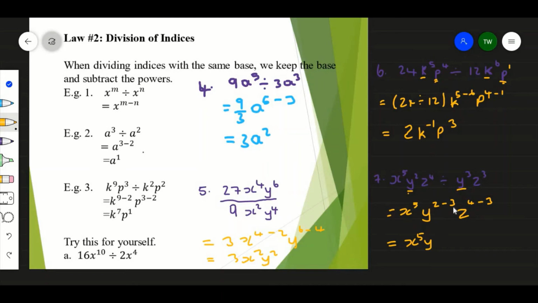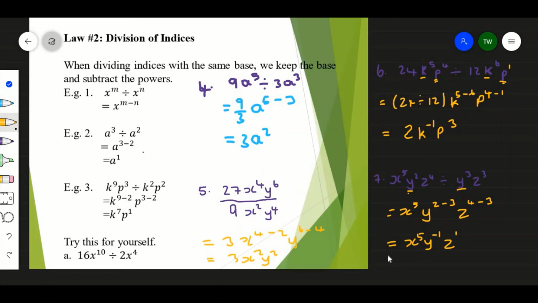Then we simplify, and when we simplify this, we're going to get x to the 5th power, y, 2 minus 3, that leaves us with negative 1. So it's y to the negative 1, and then it's going to be z, and then 4 minus 3, that leaves us with 1, which is just the same thing as z.